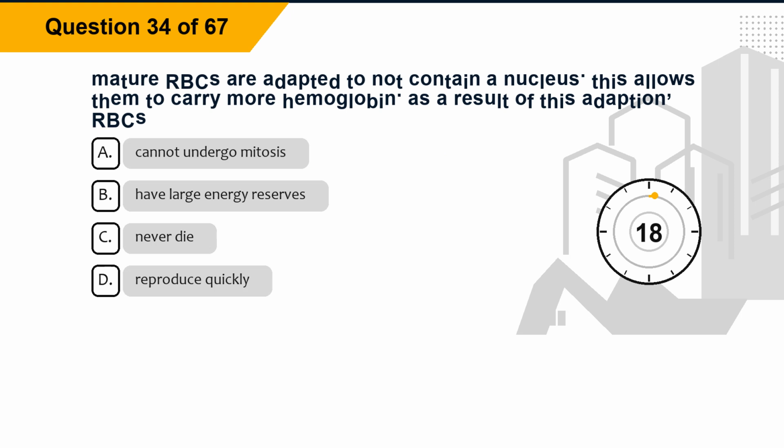Question 34. Mature RBCs are adapted to not contain a nucleus. This allows them to carry more hemoglobin. As a result of this adaptation, RBCs: Option A, cannot undergo mitosis. Option B, have large energy reserves. Option C, never die. Option D, reproduce quickly.